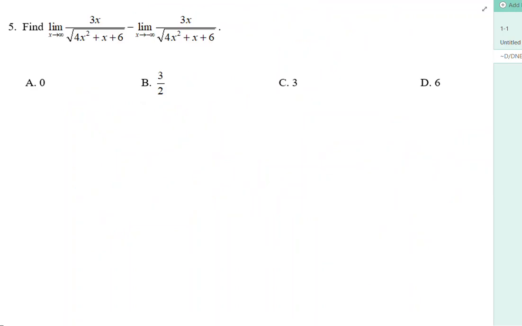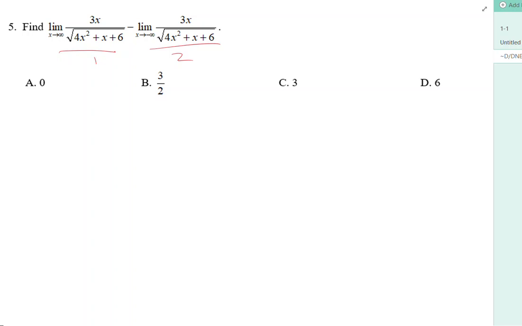I love this problem. It's a little tricky, but it illustrates the difference between the square root of infinity squared versus negative infinity squared. There are a couple little differences here, so let's take a look at this as two separate problems. Once we get our answers to those two separate problems, we can find our final answer.